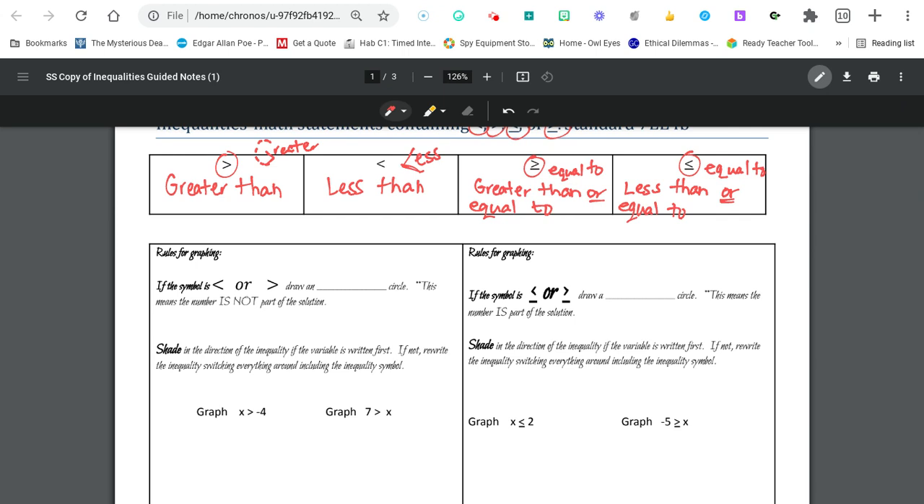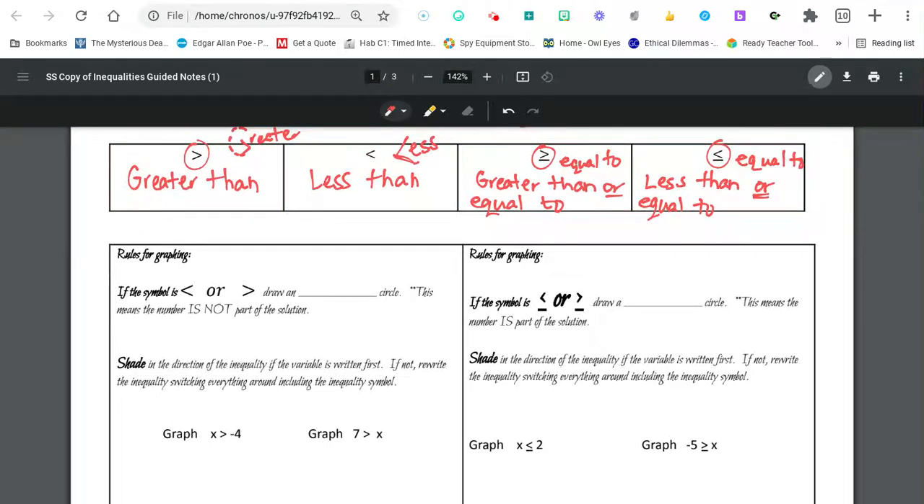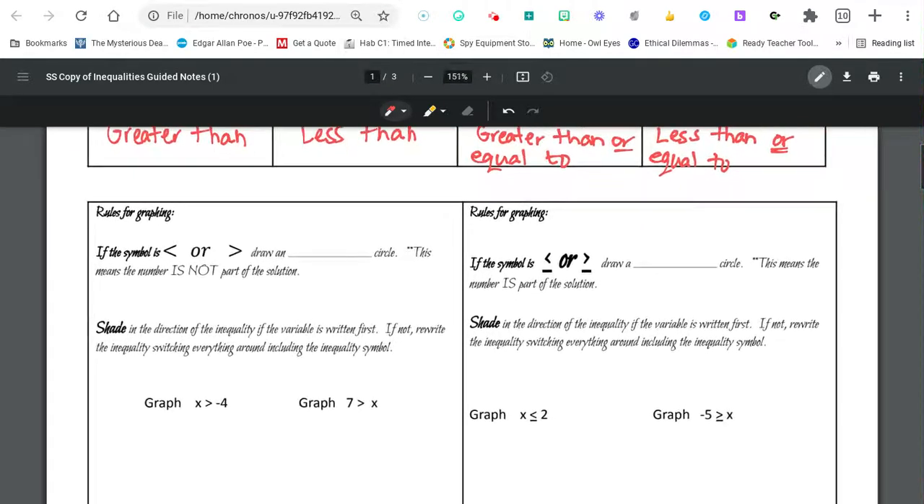So now I'm just going to go over some rules for graphing, and then we'll get into solving, all right? But you can't solve them and show the solution without knowing how to graph. Okay, so rules for graphing. So again, pause the video if you need to and take notes.